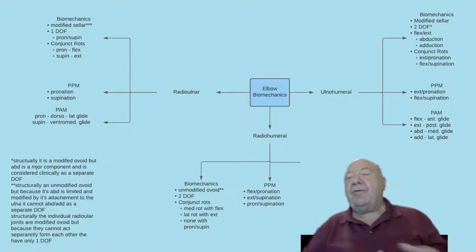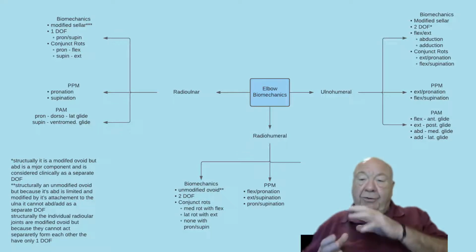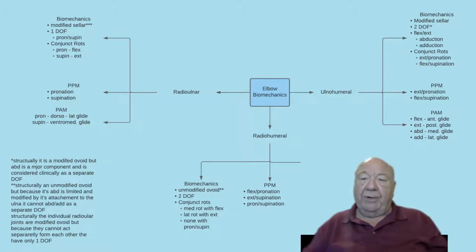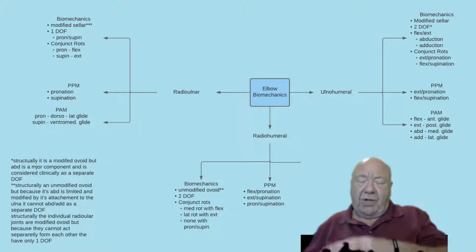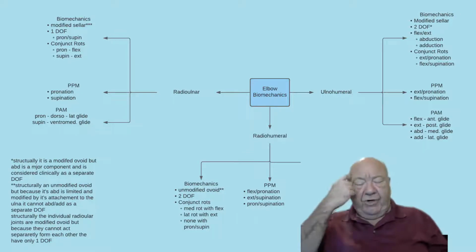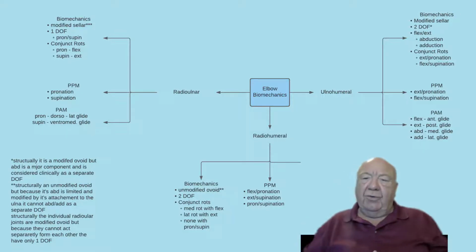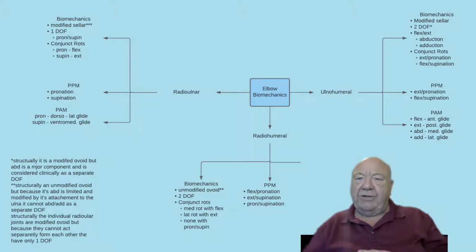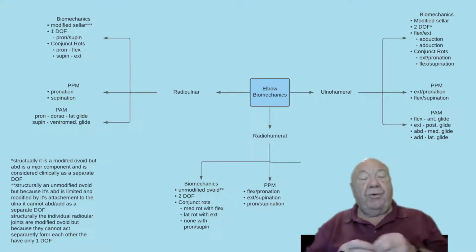If you can't assess the full range, you can't assess the limited range. So these conjunct rotations have to be included. So the abduction component, which normally would only be considered the conjunct rotation, is so important biomechanically that it is considered as a separate degree of freedom and it's assessed as such. So functionally, this would be an unmodified sella with 2 degrees of freedom, flexion and extension, and abduction. And it's the abduction that gets affected with biomechanical dysfunction of the elbow, not the flexion extension.